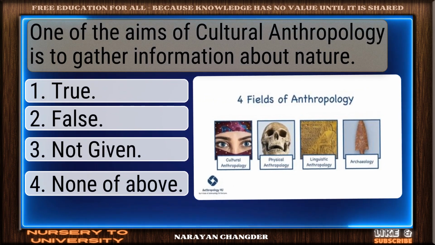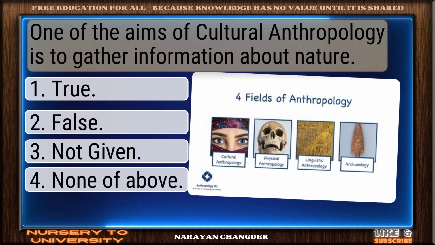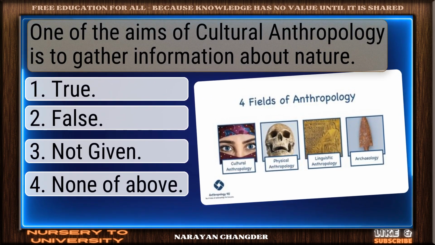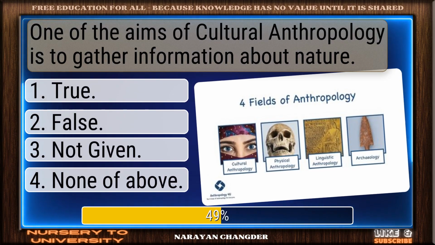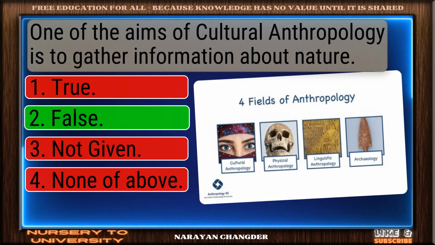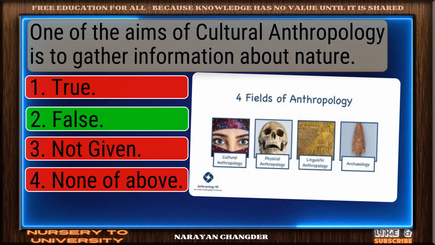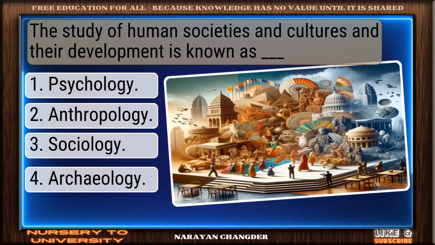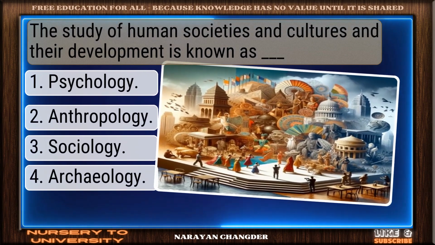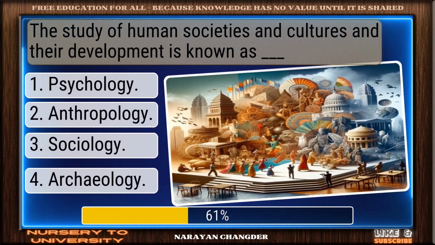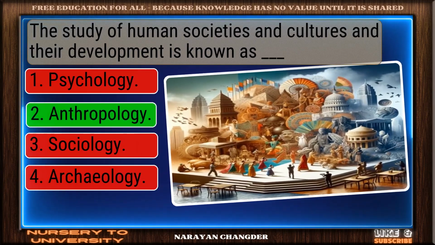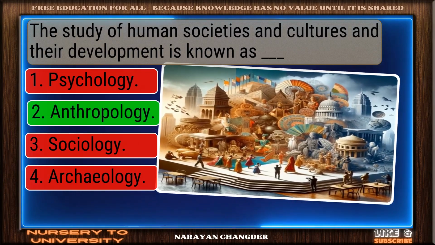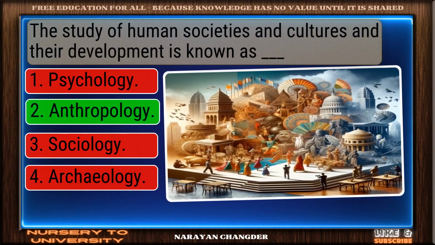One of the aims of cultural anthropology is to gather information about nature. You chose false, and it is correct. The study of human societies and cultures and their development is known as dash. Nice selection. Anthropology is the correct and valid answer.